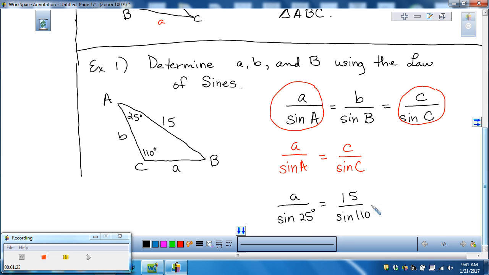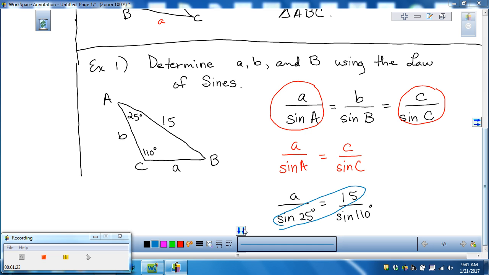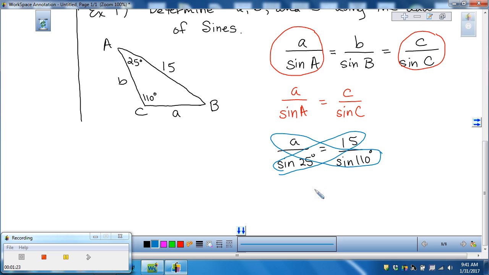110 degrees. Now that I have it set up, this is a proportion, so we're going to solve it the same way we solve all proportions. We're going to do cross products. So we're multiplying these 2 together, and we're multiplying these 2 together. So when I do that, I get sine of 110 degrees times a equals 15 times the sine of 25. My last step, to solve for little a, I'm going to divide both sides by the sine of 110.